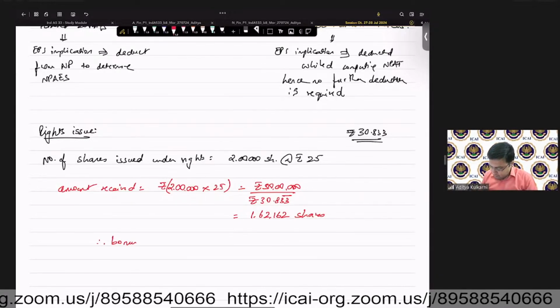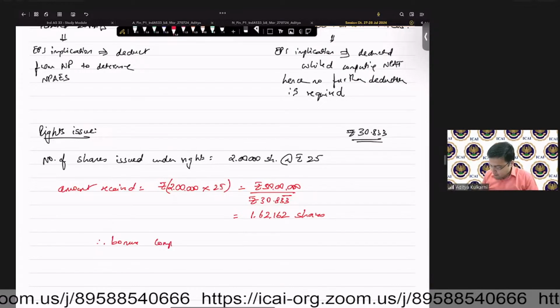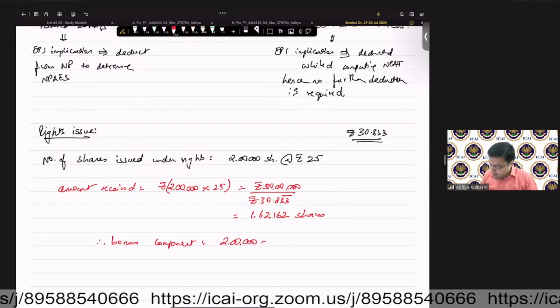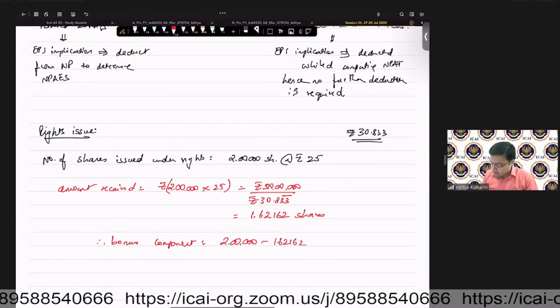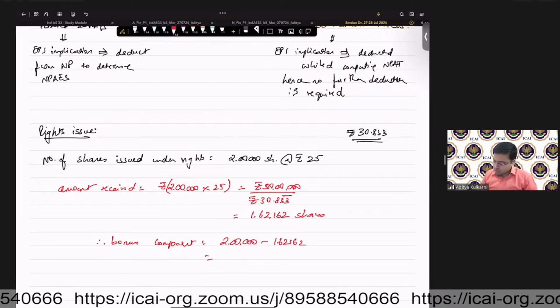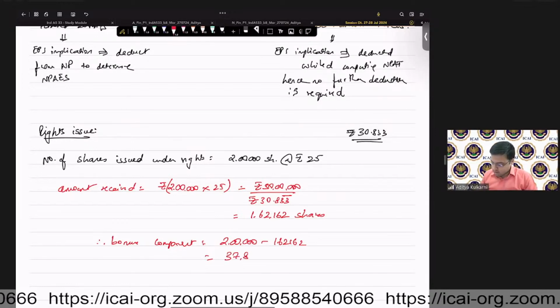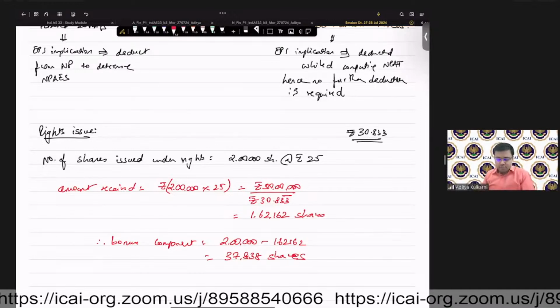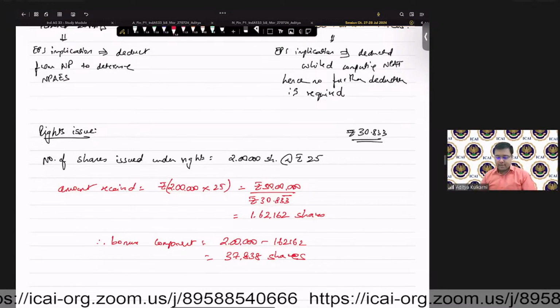Therefore, the bonus component is equal to 2 lakhs minus 1,62,162. So this comes to 37,838 shares. And now, how do we do the calculation?